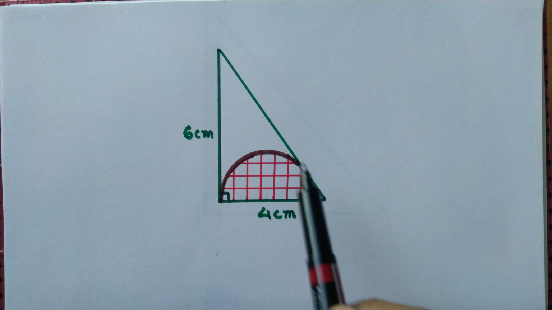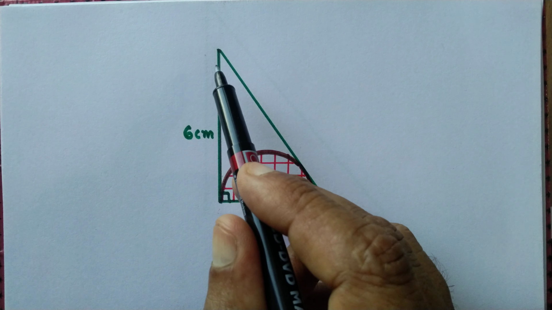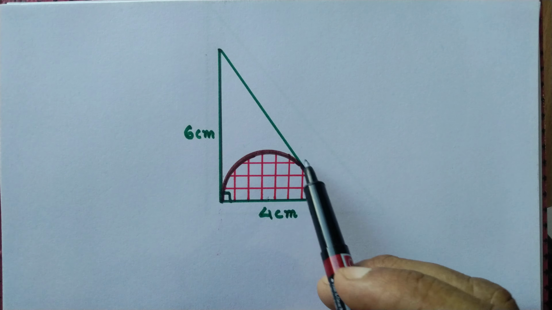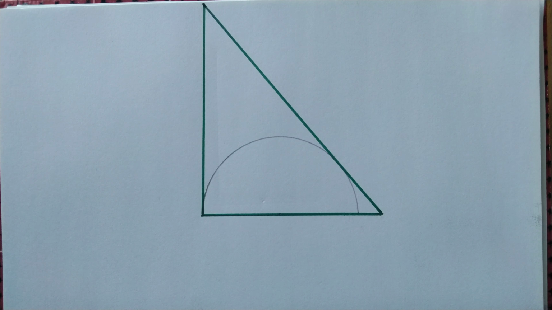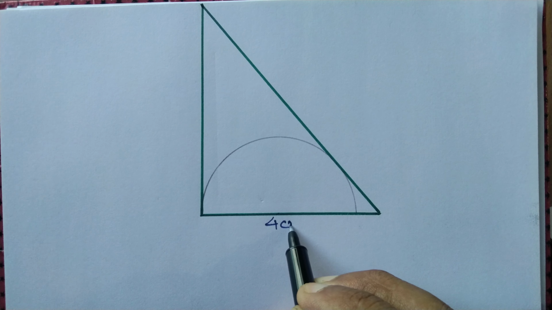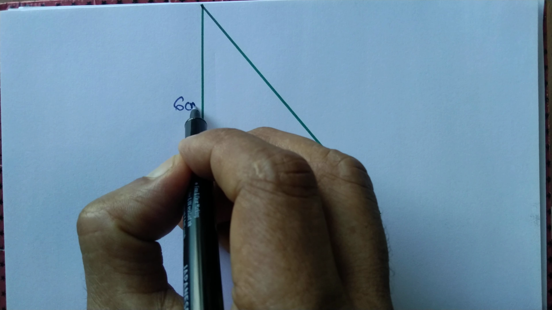We got a right angle triangle with base measuring 4 cm and perpendicular measuring 6 cm, and we somehow fit a semicircle exactly inside this triangle. Can you find the area of the semicircle? Let us draw a bigger figure. Once again, we want to find the area of semicircle. We got base measuring 4 cm and the perpendicular measures 6 cm.